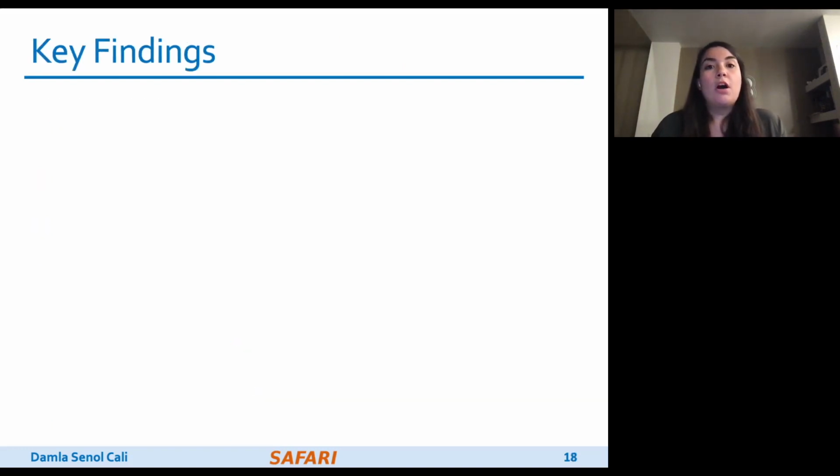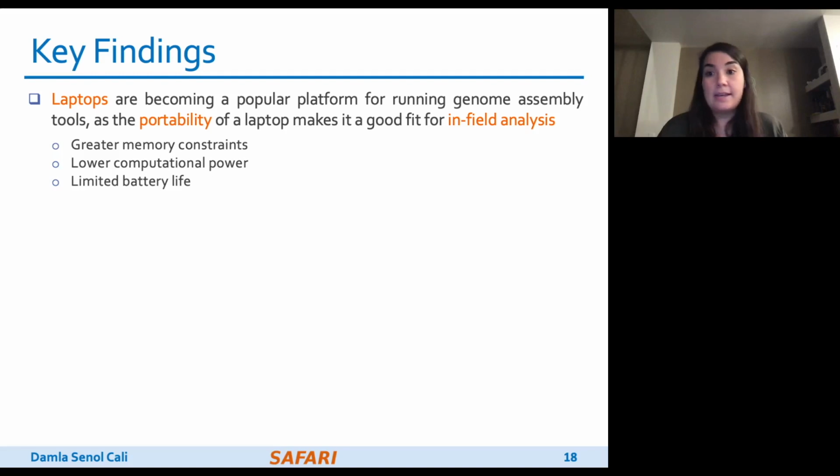So we have 21 observations in our paper, but I will only highlight 3 key findings we made. So first, as I introduced, laptops are becoming a popular platform for running genome assembly tools, as the portability of a laptop makes it a good fit for an in-field analysis, because as I showed, now we have devices which we can plug into our laptops and perform sequencing. However, we are dealing with greater memory constraints, lower computational power, and also limited battery life.